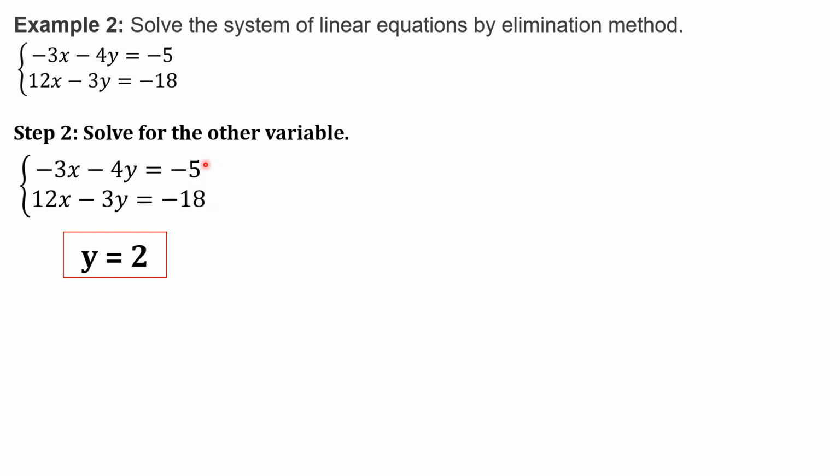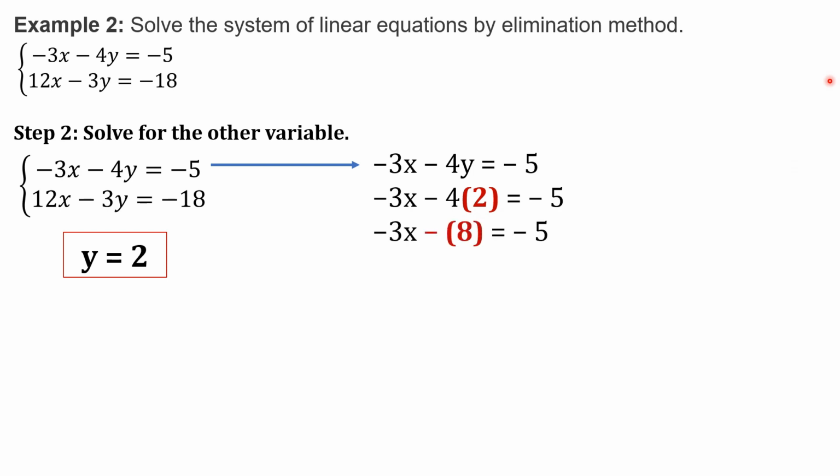Again, you may use any of these two equations. I want to use equation 1 since, as what I can see here, it has lesser value compared to the second equation. But if you want to use second equation, no problem, you will still get the same value for x. Okay, now from here, we will change this variable y into positive 2. So we'll have negative 4 times 2. Just bring down negative 3x and negative 5. Then multiply this. Negative 4 times 2 will give us negative 8.